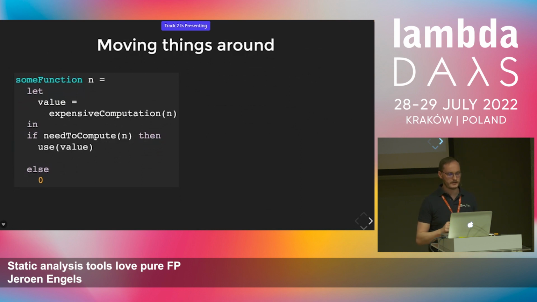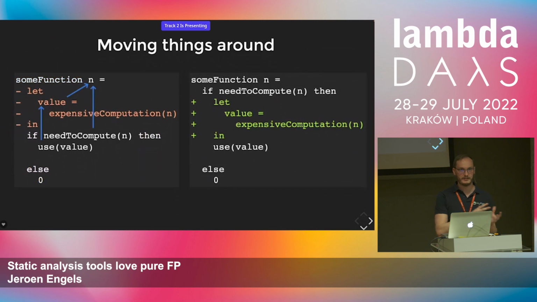So let's look at the references, the dependencies. We see that the computation for value references n, so value depends on n. We see that the condition also depends on n, and we see that the then branch depends on value because it references it. And these are all the references, all the dependencies that we see in this function. And that means that we can easily move it inside the if branch. These are all the checks that you would need to do.